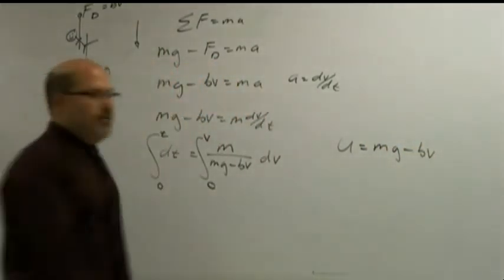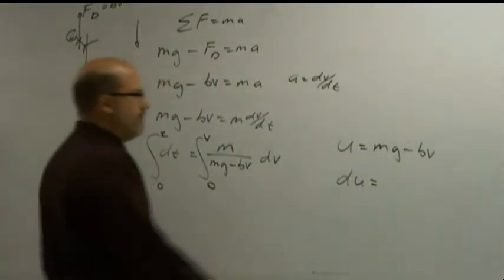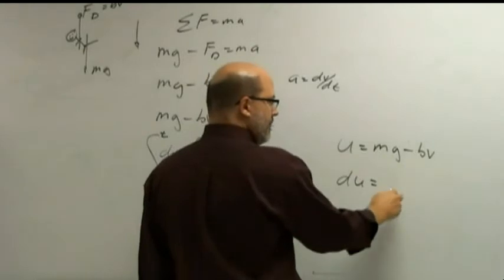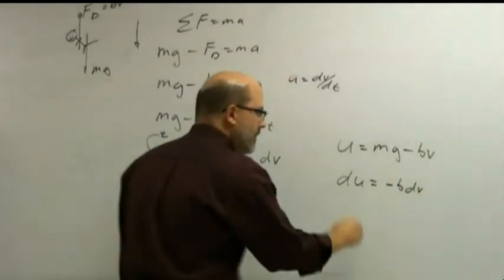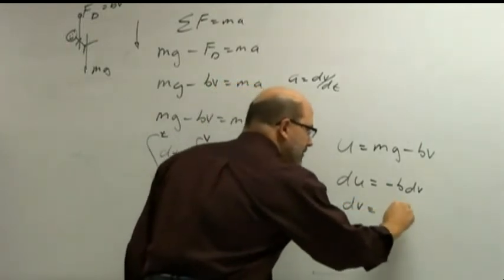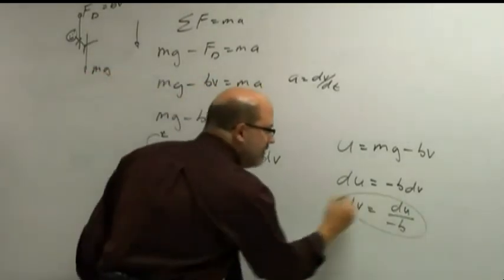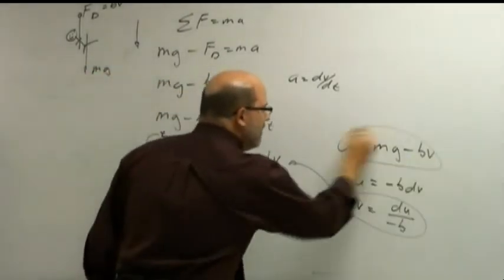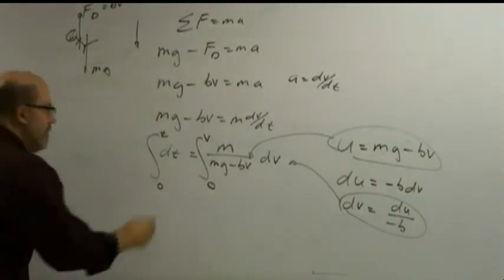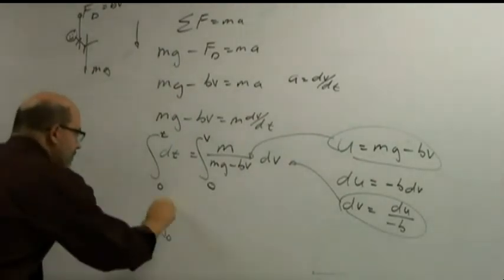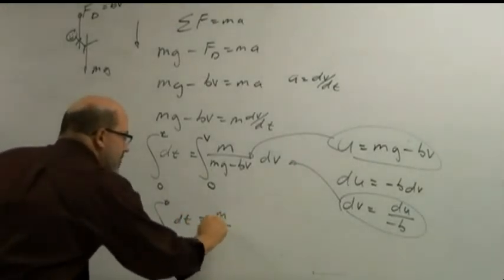What's du then? Negative b dv, since m and g are constant. So dv equals du over negative b, right? So I'm going to take this and substitute that in here. So m over negative b is our constant. So I get m over negative b, integral from 0 to v.